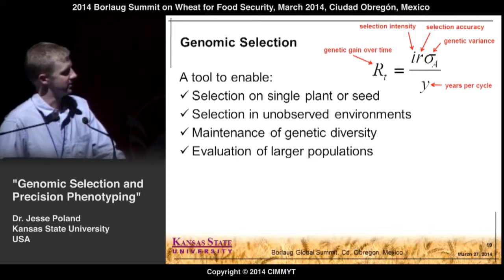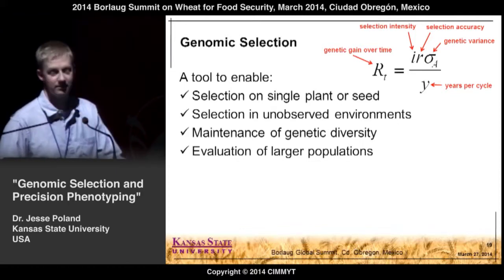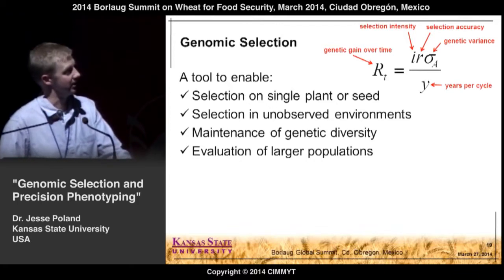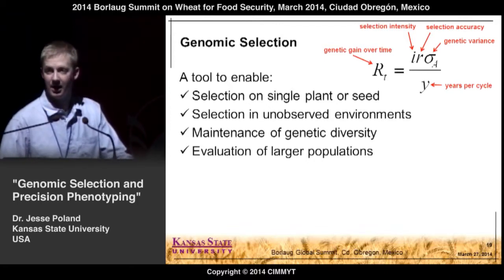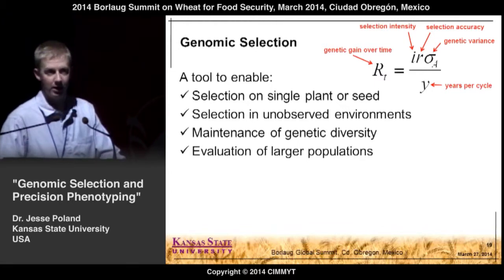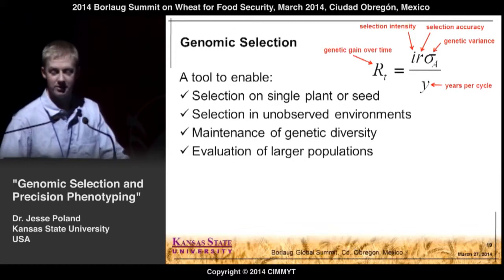This also, which I didn't speak about, gives opportunities for maintaining genetic diversity. And so we can actually maintain this by using the markers to favorably combine and favorably select lines that maintain rare and low frequency alleles. And then also this enables evaluation of larger populations.